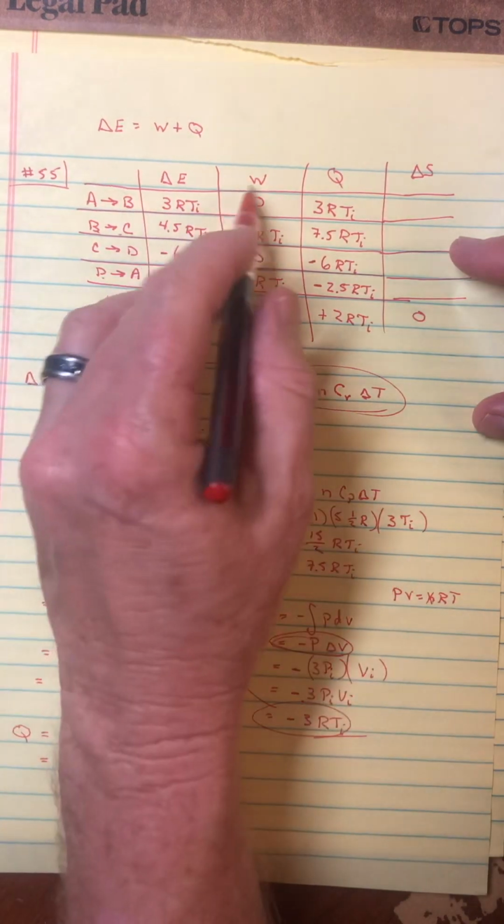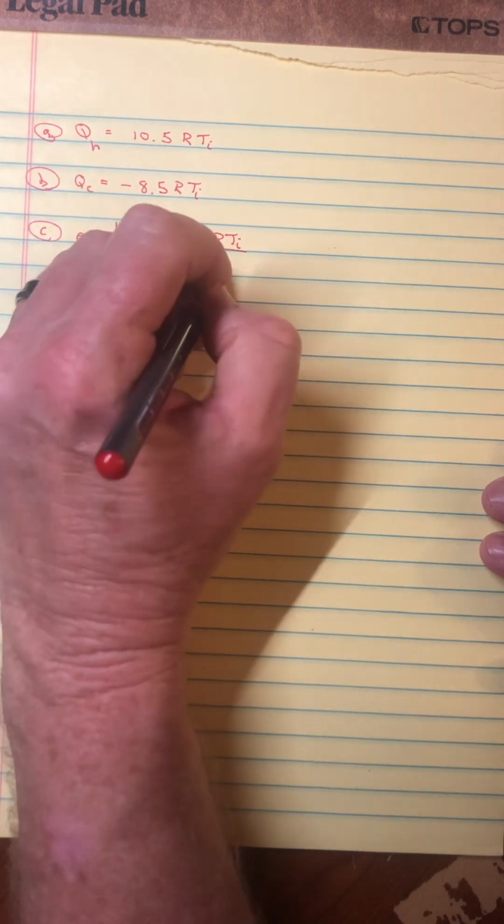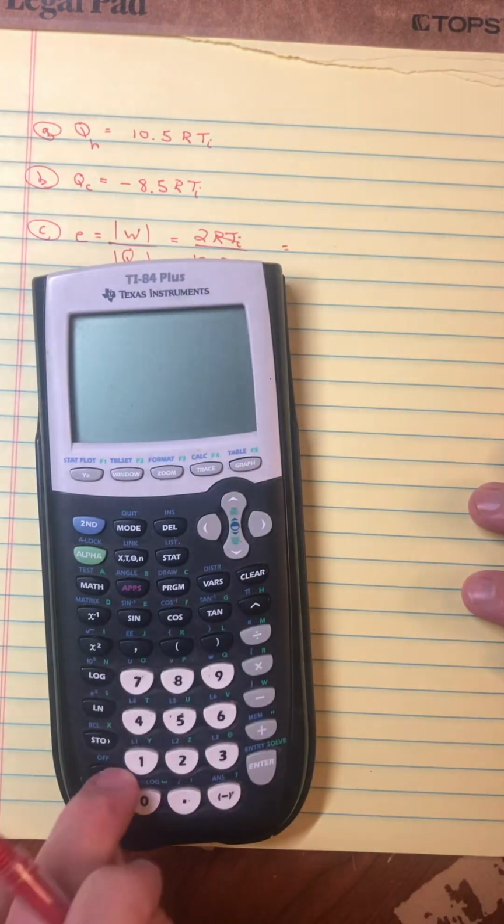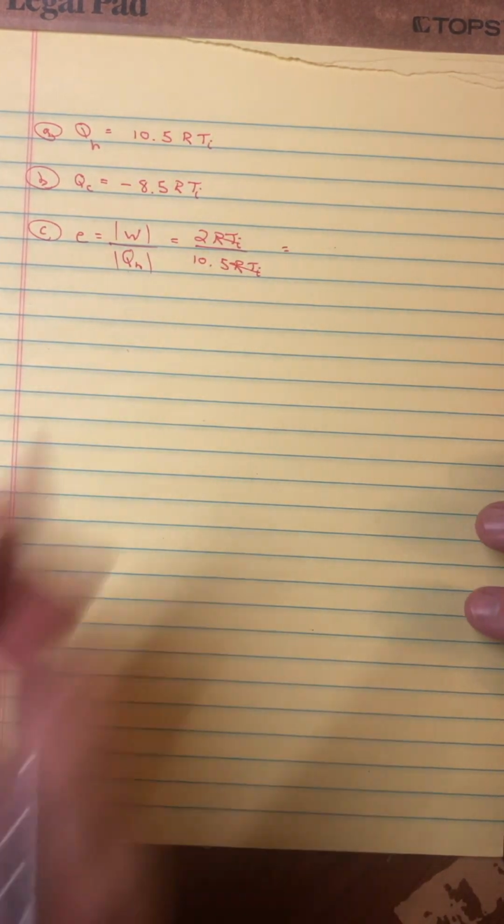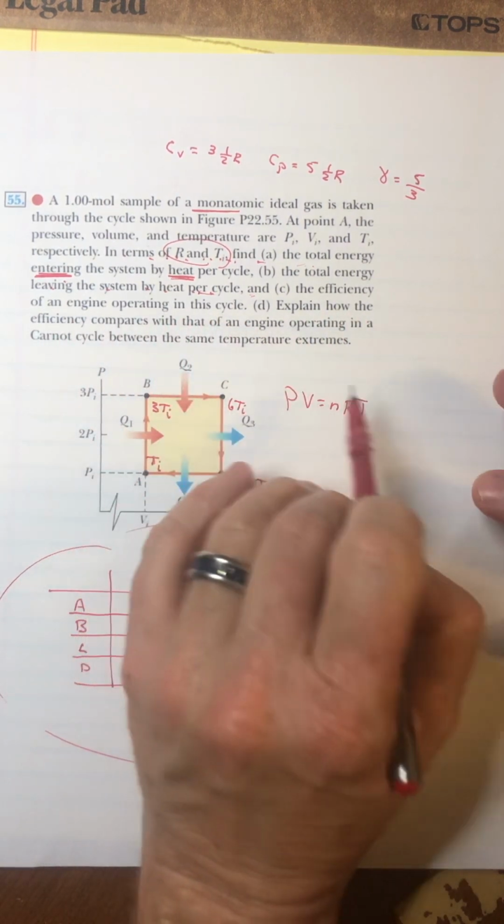So coming down here, the absolute value of the total work done, so the net work, is 2 RT initial. But the heat coming in is what we did in A, the 10.5 RT initial, where the R and the T initial would cancel off, and I would now have 2 divided by 10.5, which is about a 19% efficiency. Okay. The efficiency of the engine operating.